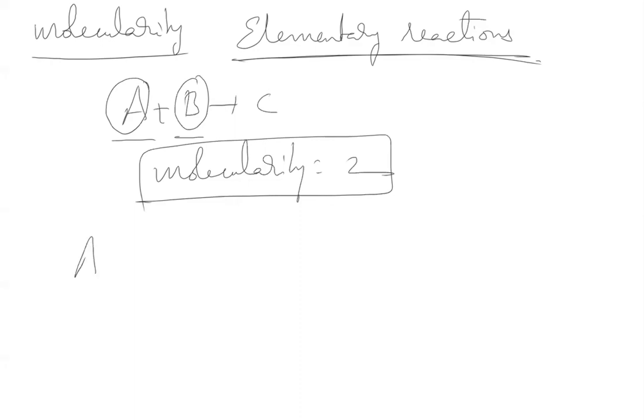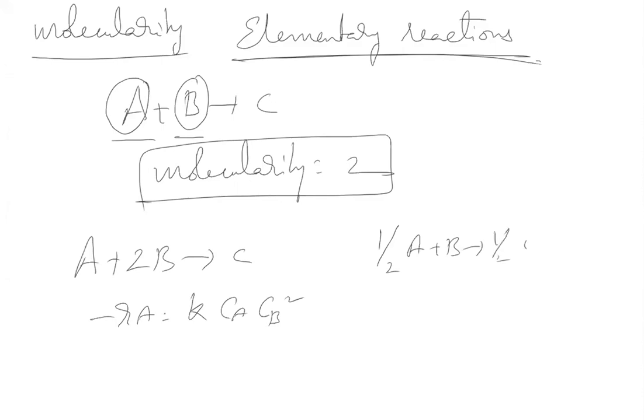Another thing is, suppose if I have A plus 2B gives C, what is my rate equation? RA equal to K into CA CB square. Then suppose if I rewrite the reaction as half A plus B gives half C, then what happens to my rate equation? Will it be same or different? It will be same, CB square. This is also another 1 mark question.